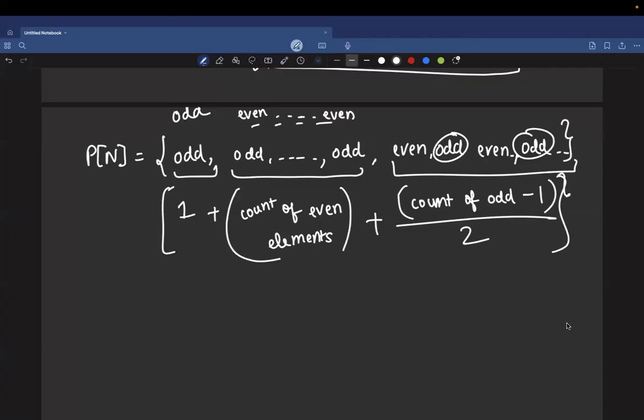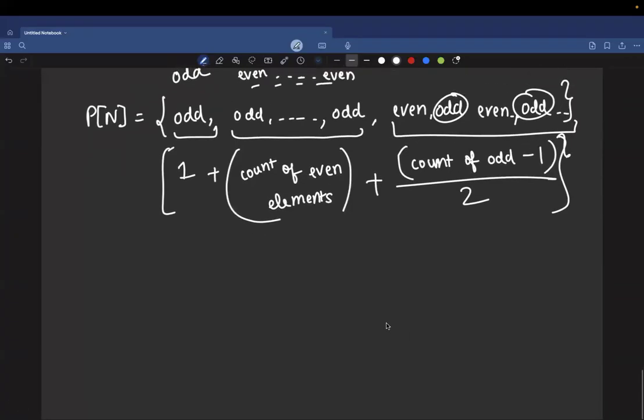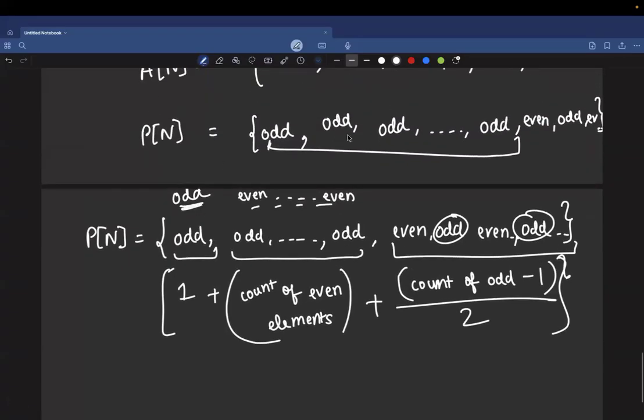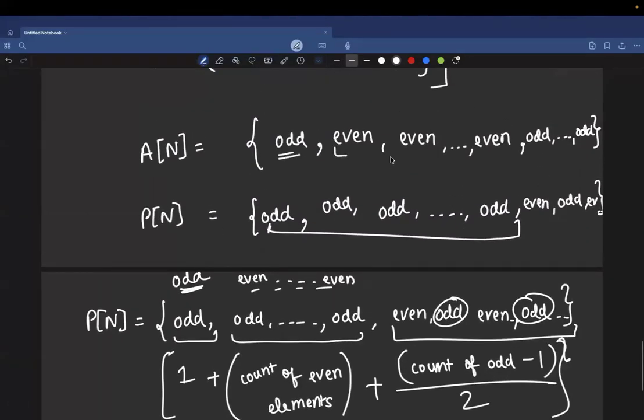First odd, then all evens, then remaining all odds. Yep, exactly. We are also doing the same. We first placed the odd element in the original array, then we placed all the even elements, and then we placed all the odd elements.